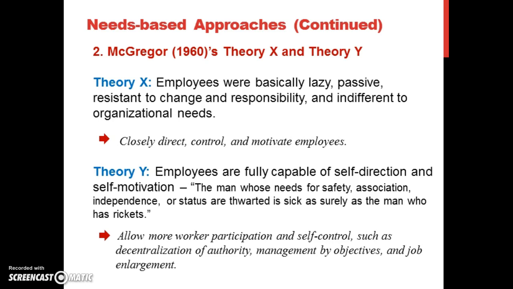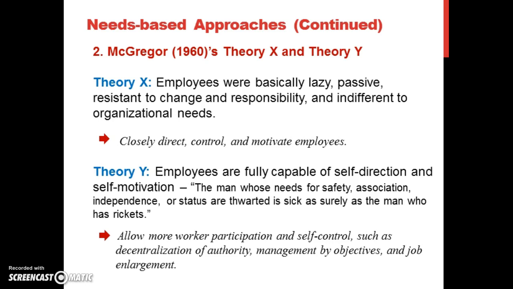First, Theory X assumes that employees are basically lazy and passive, and thus managers should closely direct, control, and motivate employees. In other words, these managers of Theory X believe that most employees pursue lower levels of needs in Maslow's hierarchy, such as physical and safety needs, and thus they are not interested in higher levels of needs such as esteem and self-actualization.